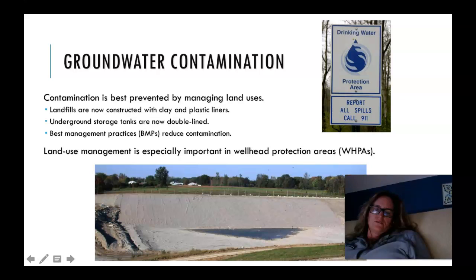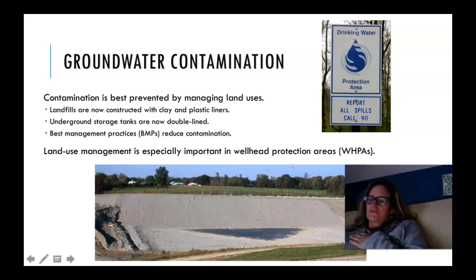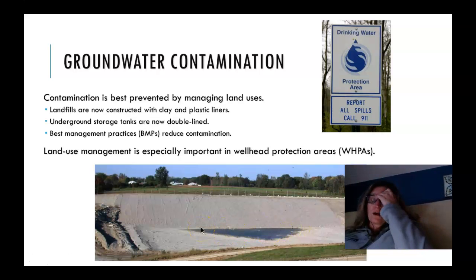So the best way to deal with groundwater is to not contaminate it in the first place, and to contain whatever potential contaminant is out there. So this is what a modern landfill looks like. It's going to have a liner. This is before all the trash is in place. It'll have a rubber liner as well as a clay liner so that the leachate can't escape. And then on top of that, they would have monitoring wells to make sure the leachate wasn't in the regional groundwater. Underground storage tanks are now double lined. The walls are double thick, and they will again monitor the groundwater around them.